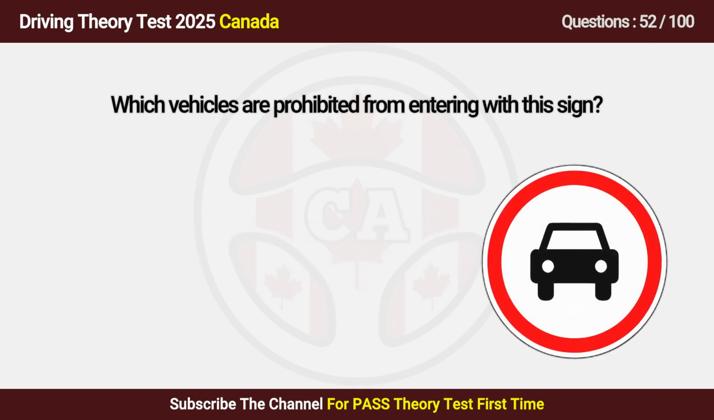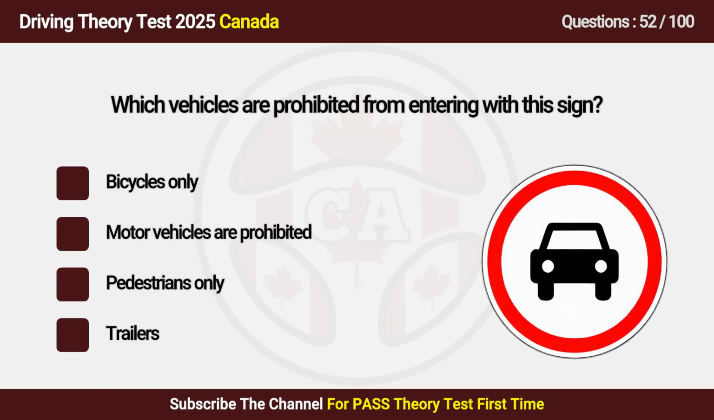Question 52. Which vehicles are prohibited from entering with this sign? A. Bicycles only. B. Motor vehicles are prohibited. C. Pedestrians only. D. Trailers.